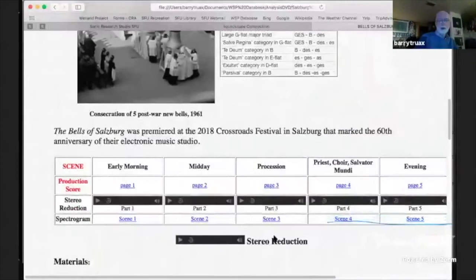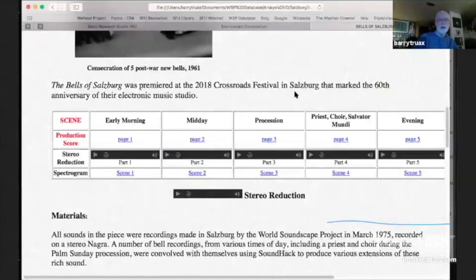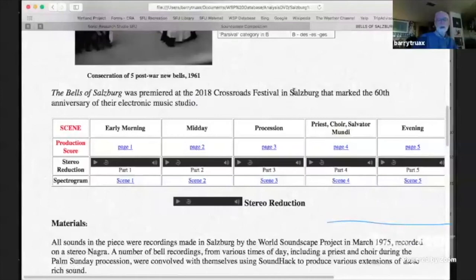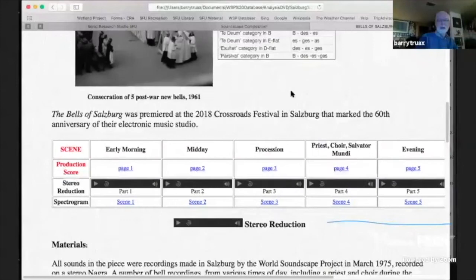So I actually was able to use all of the soundscape recordings from 1975, because they spent quite a bit of time there on a high feast day, Palm Sunday, I believe it was, when the Salvator Mundi is played. And when I went back in 2018, in fact, it was the first Sunday in Advent. And so I actually finally got to hear firsthand these sounds.